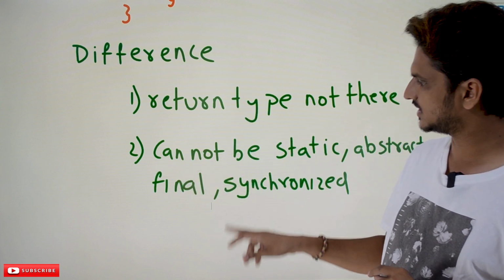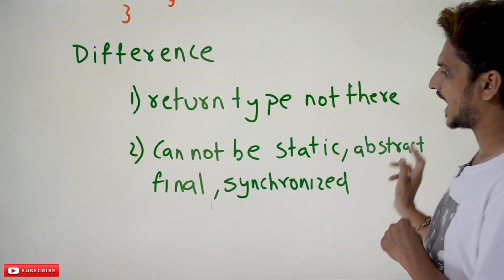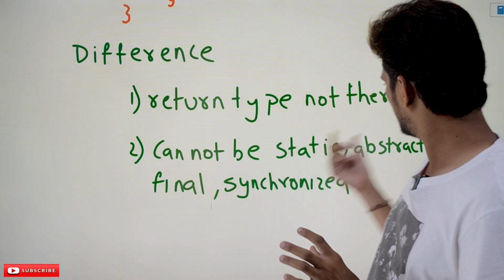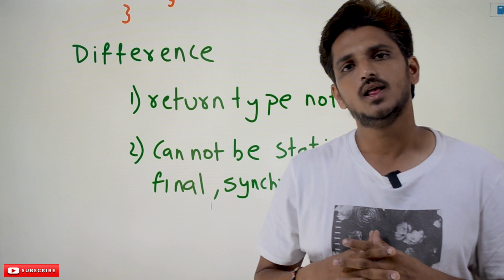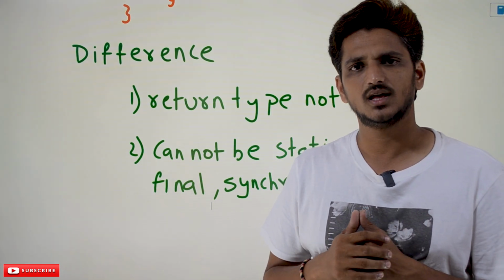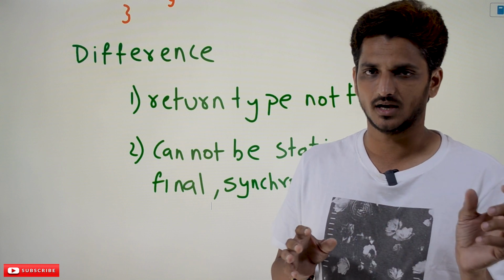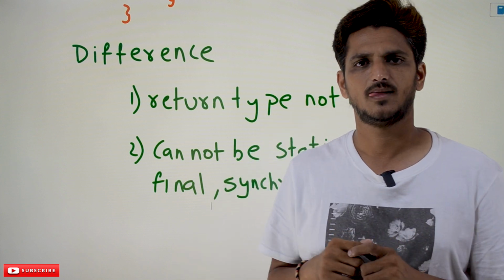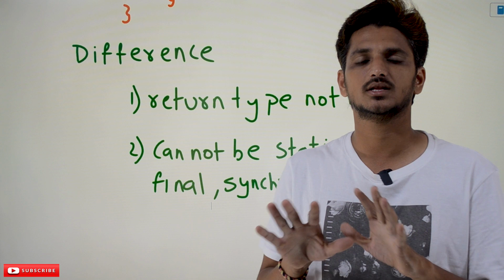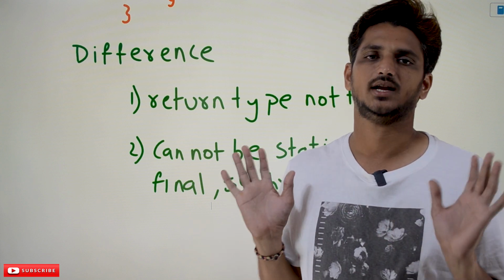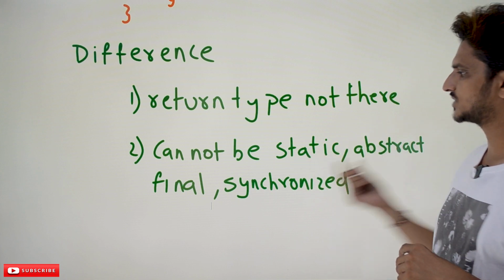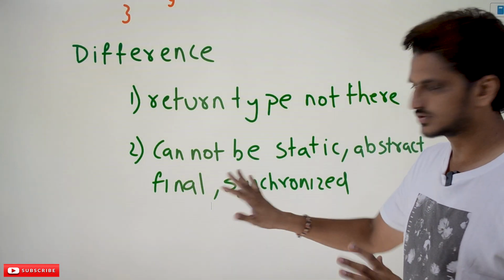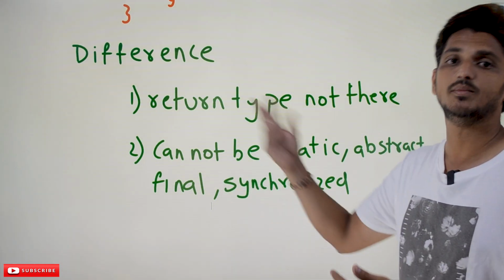The second difference is that constructors cannot be static, abstract, final and synchronized. We have not yet discussed static, abstract, final and synchronized keywords. In the coming classes we are going to discuss these. Constructors should not be static. Static methods and non-static methods we discussed in our last class. Methods can be static or non-static, but constructors are only non-static. The remaining keywords, abstract and final, are also not allowed for constructors. As of now, remember these keywords. You are going to understand them in our coming classes.